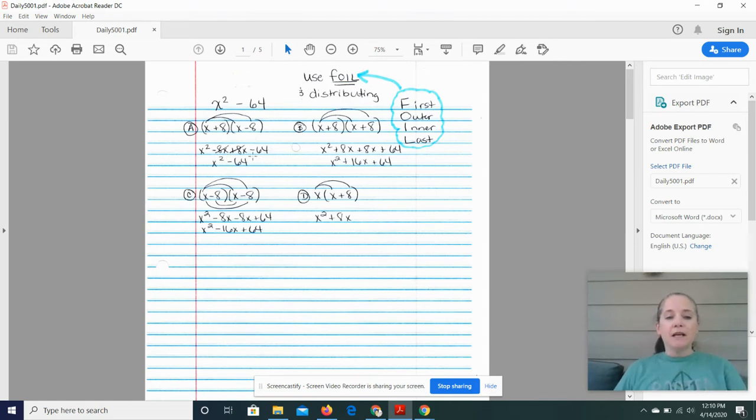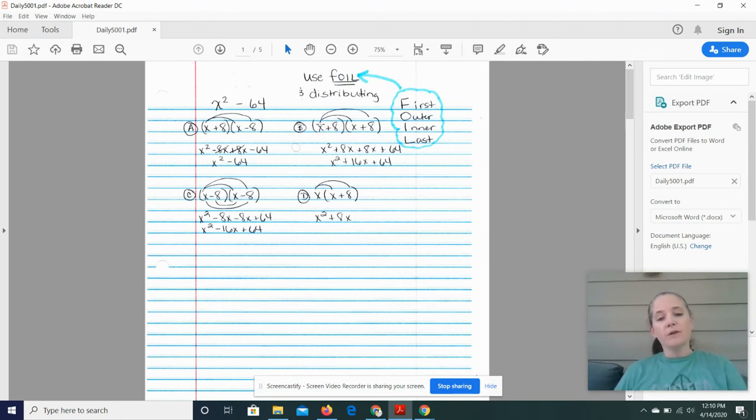So when you combine like terms, remember like terms have the same variable to the same power. You can combine this negative 8x and this positive 8x. They cancel each other out basically because it's negative 8 and positive 8. So you're just left with x squared minus 64. Now we know that's the right answer just by looking, but we're going to go ahead and do the others to make sure. And because it's always not going to be your very first answer that comes up.